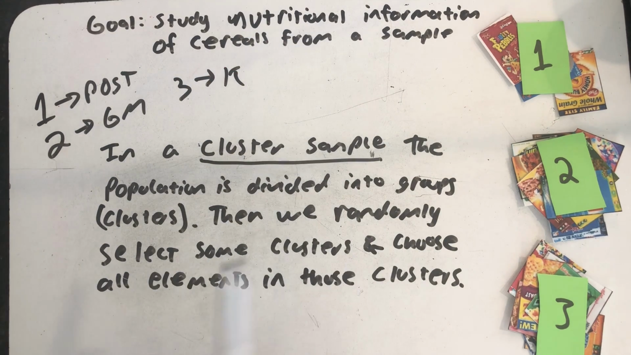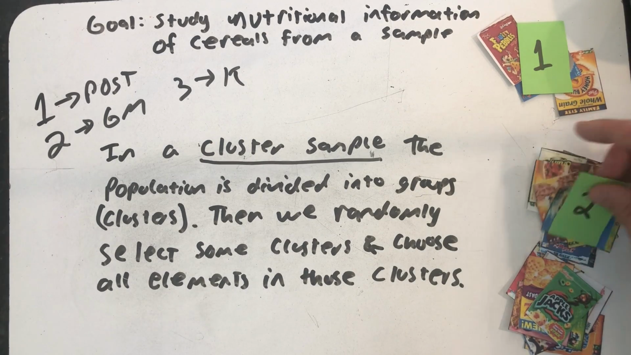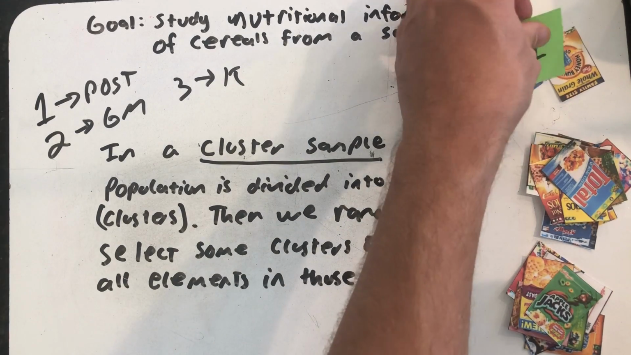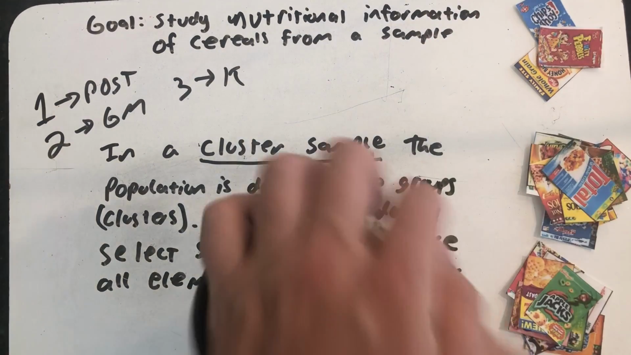So now I'm supposed to randomly select some of the clusters, and we're going to choose all of those elements. Since I only have 3 clusters, I'm just going to randomly select one of them. And then that cluster will be our sample. It's kind of interesting, I don't know what size my sample will be until I select a cluster.